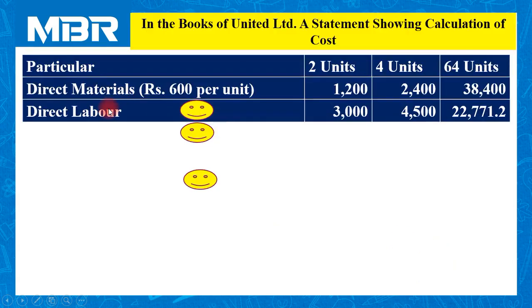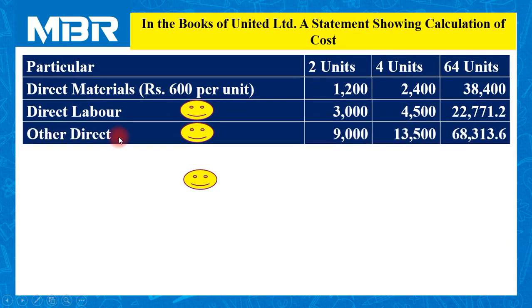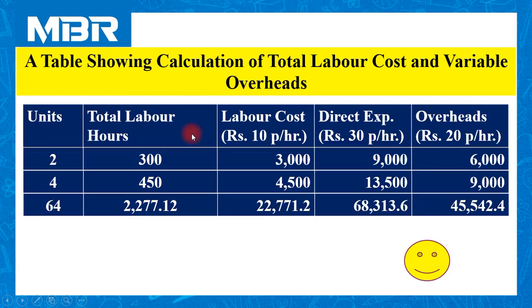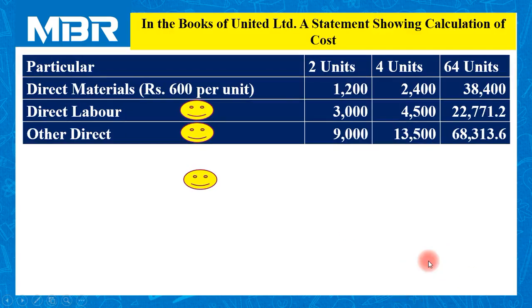Then direct expenses. Other direct expenses are 9,000, 13,500 and 68,313.6. That we have already calculated at the time of calculation of labor, other direct expenses and overhead cost incurred. So simply we need to insert them in the table.